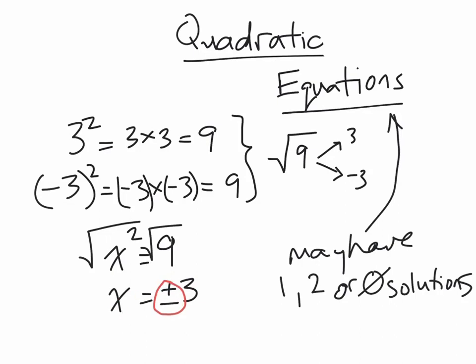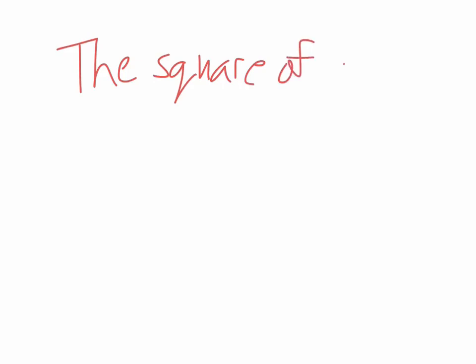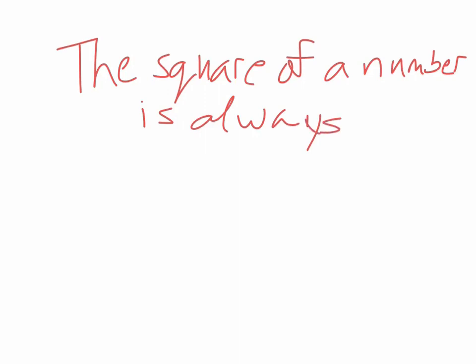We can show you other times where you have no solutions as well. I'll just add another slide here. The square of a number is always positive. Sorry if it's a bit messy and a little larger, I'm writing with my hands now.